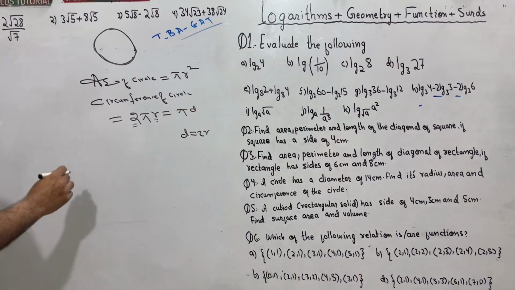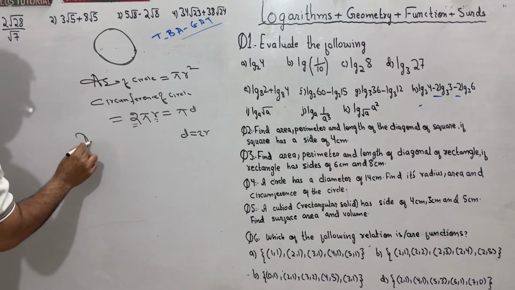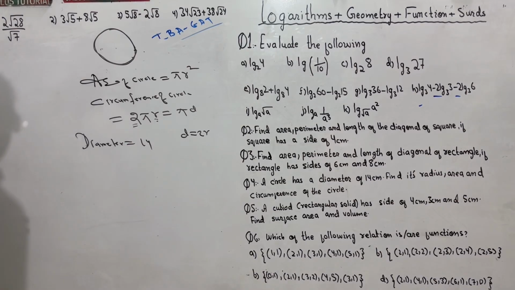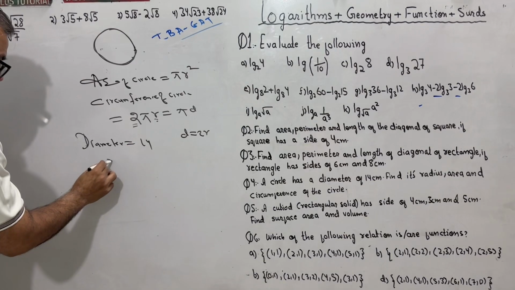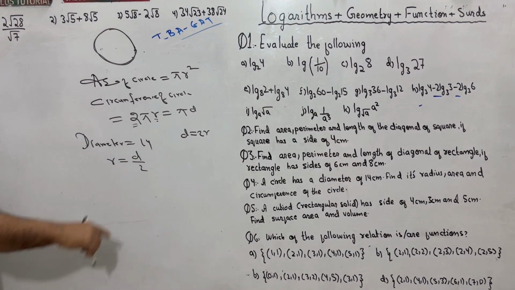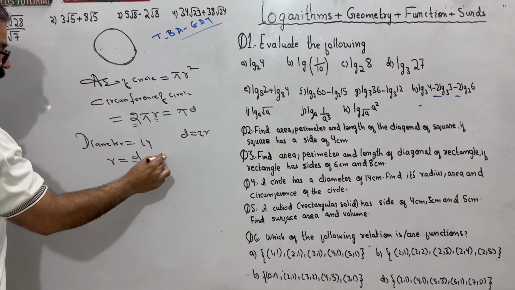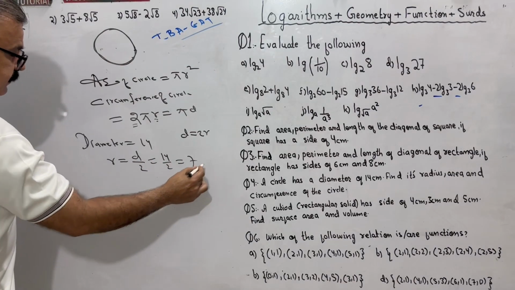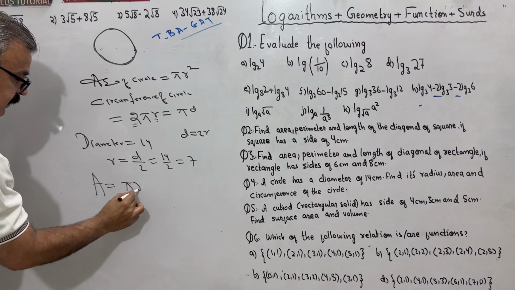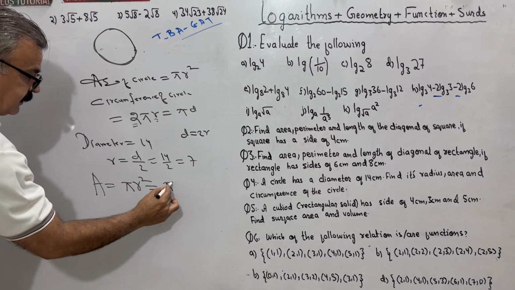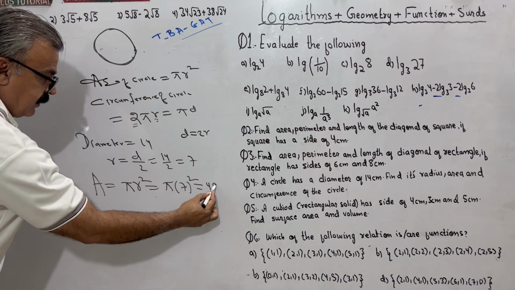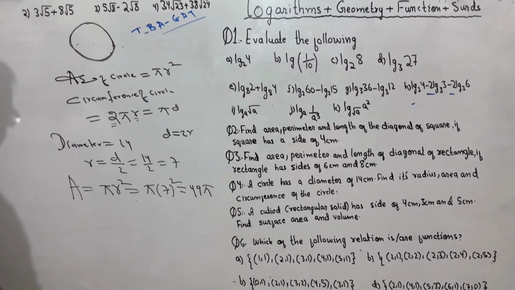Diameter is given to us as 14. We are asked to find its area. For area, take half the diameter. Half of the diameter is known as the radius. 14 over 2 is 7. So the area of the circle is pi times r square. Pi times 7 square. 7 square means 49. 49 pi is our area.